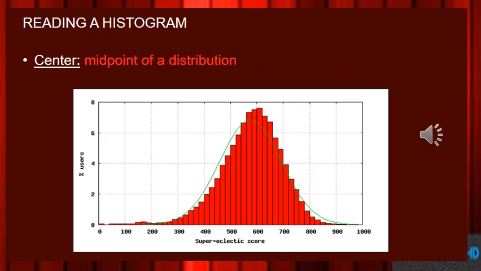If you know the spread, you know the center. The center is the exact midpoint of a distribution. For example, here, if my spread is 1000, from 0 to 1000, my center will be exactly at 500.